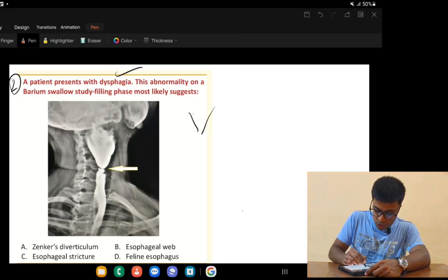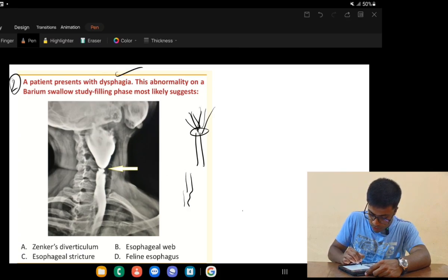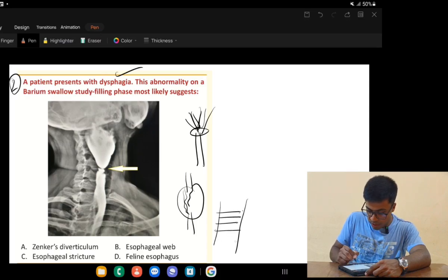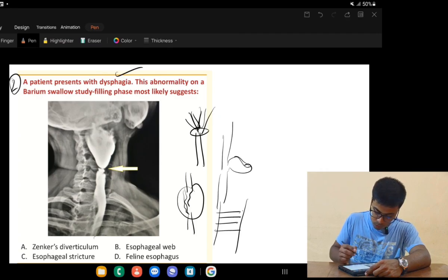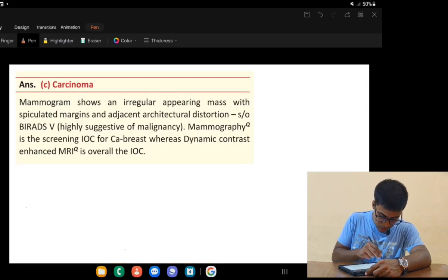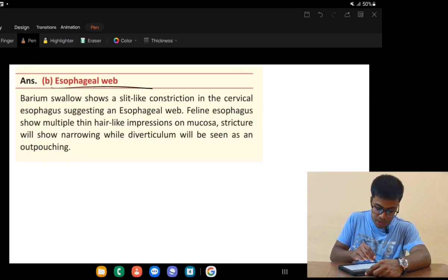In case of a web, it should look like a funnel a little bit, coming like this. So it's like a web. Then in stricture, it comes like this, a little bit more narrow. Then feline esophagus will be like tiger skin, with alternating rings. And diverticulum, of course, is an outpouching. So in this case, it's clear cut. It's an esophageal web, but let's see the explanation. Esophageal web: barium swallow shows a slit-like constriction in the cervical esophagus.